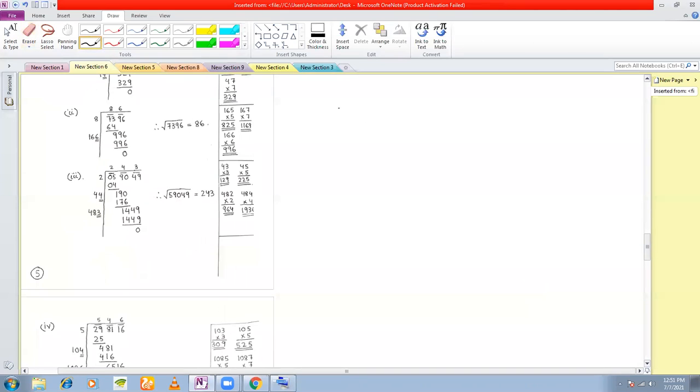Let us look at the next number. You need to find out the square root of 7,396. Okay, so draw your vertical lines. So you have 7, 3, 9, 6. From the right hand side, start pairing. This is one pair. This is another pair, right?